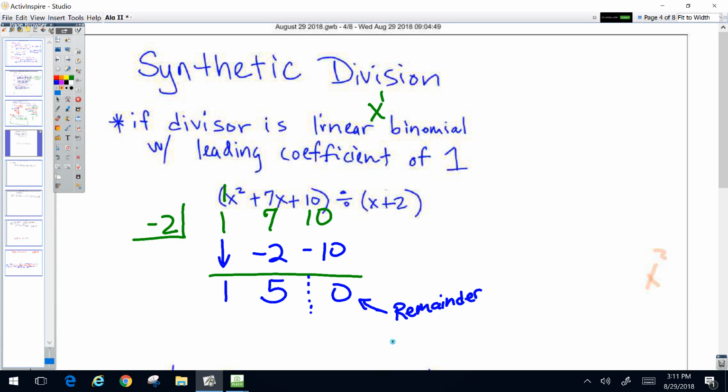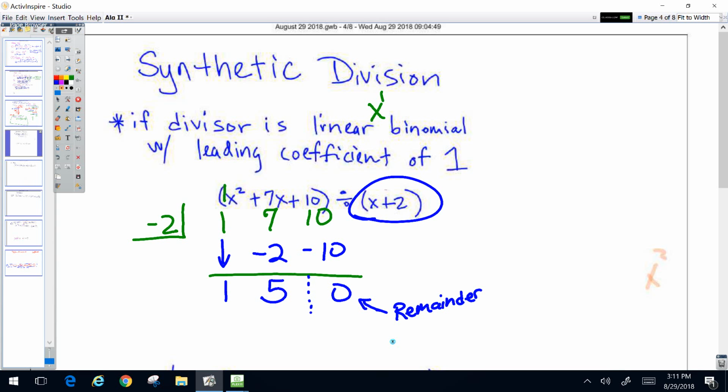When we synthetically divide, that last number we get, every time, is our remainder, which tells me there's no remainder. And if there's no remainder, once again, it verifies that this was a factor of our dividend. No remainder tells us the divisor is a factor.